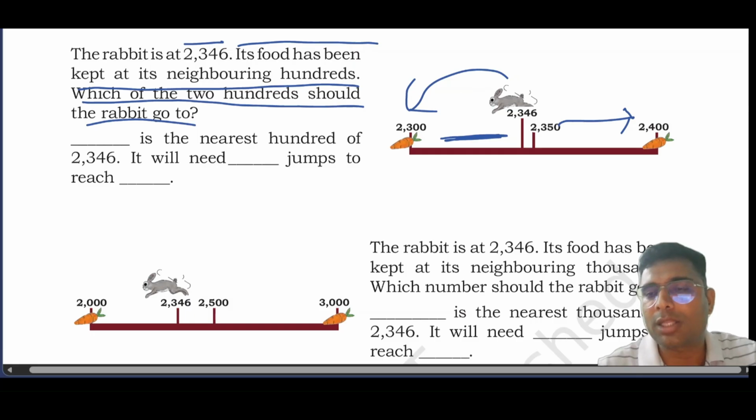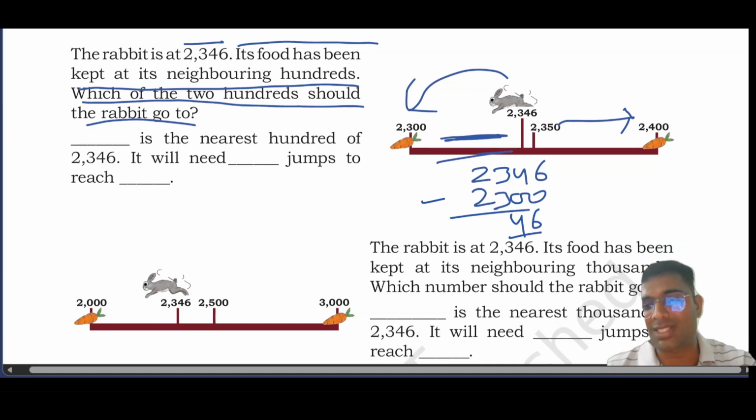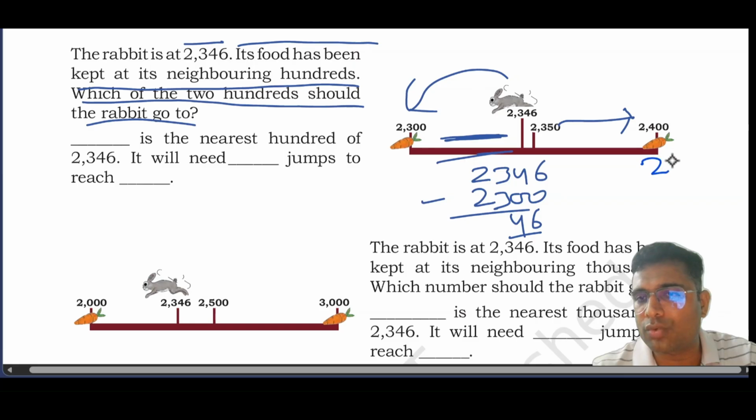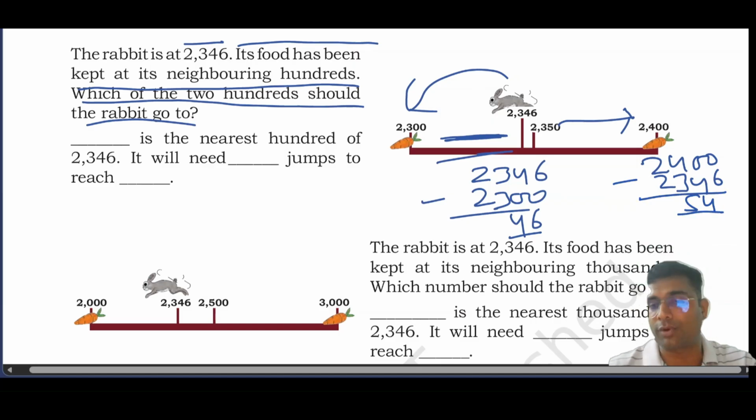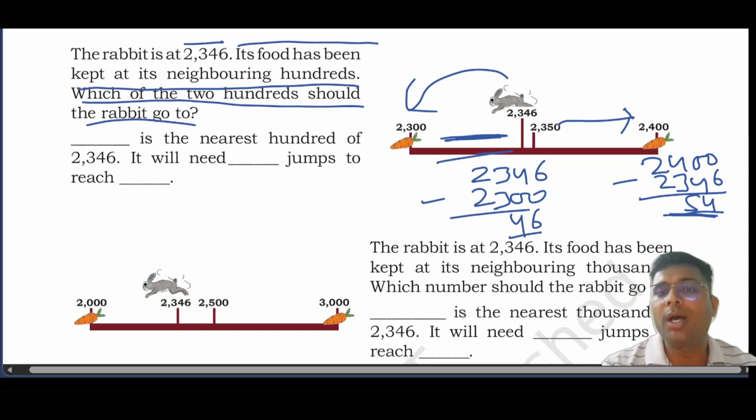We will subtract the position of food and rabbit. So in the first case, bachcho, position of rabbit is 2346, and position of food is 2300, and when you subtract, you will get 46. So it means rabbit has to jump 46 steps toward left. And in the second, right side, bachcho, food is at 2400 and rabbit position is 2346, and when you subtract this, you will get 54. So it means to go to food on the right side, he has to jump 54 steps.